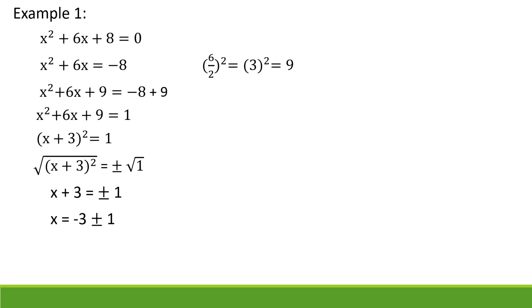Then let's perform the plus and minus. Let's go first with the addition: negative 3 plus 1 is negative 2. Then negative 3 minus 1 is negative 4. So it means the values of x that satisfy x squared plus 6x plus 8 equals 0 are negative 2 and negative 4. Let's go to our second example.